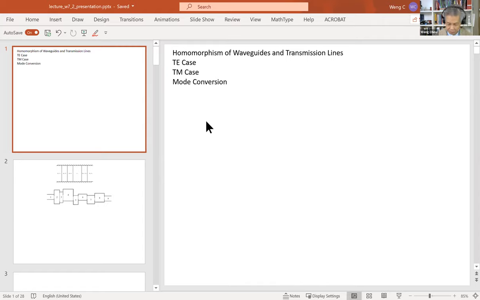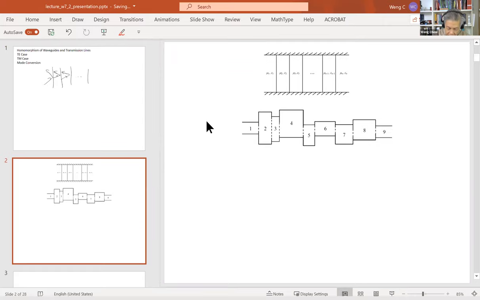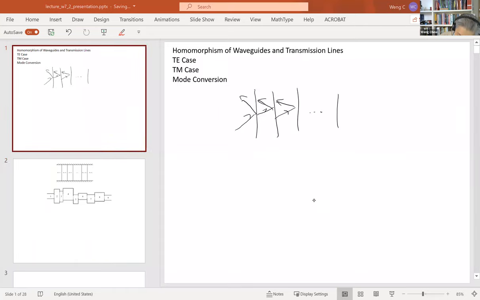plane wave reflection from interfaces, where we show that if you do have a simple interface, such as this one, and then you have a plane wave interface, and we show that this problem can be mapped to a transmission line problem. Okay, it can be mapped to this transmission line problem, and we established homomorphism with transmission line equation.